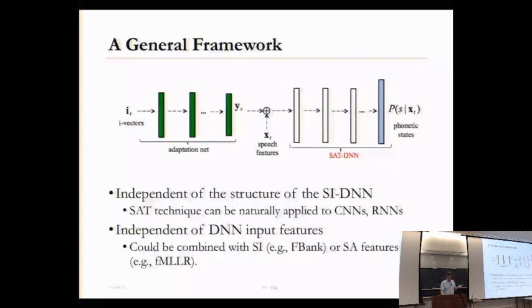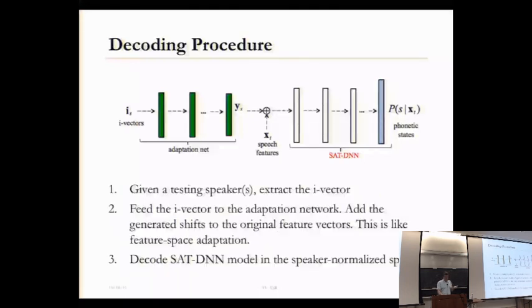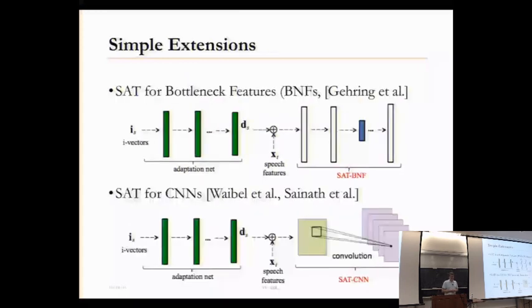So we can, of course, at this time, make this into a general framework. We are not using anything specific about the I-vectors, and during decoding it works nicely as well. The good thing is we can extend it very easily. It also works, for example, for bottleneck features, or for convolutional neural networks. And so I'm going to present numbers on this.